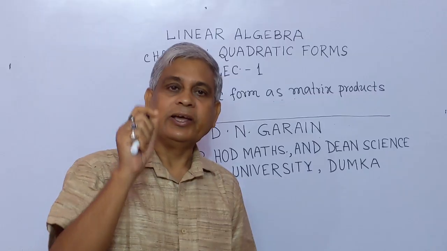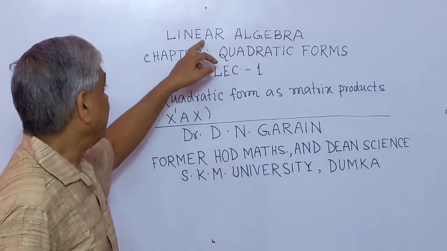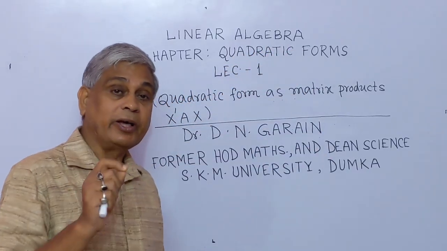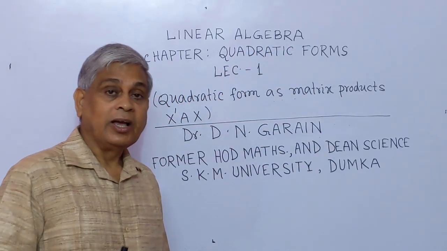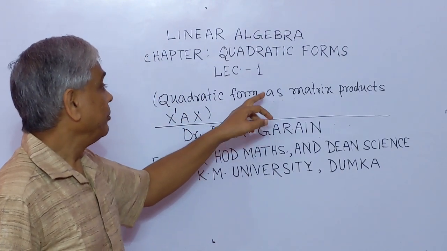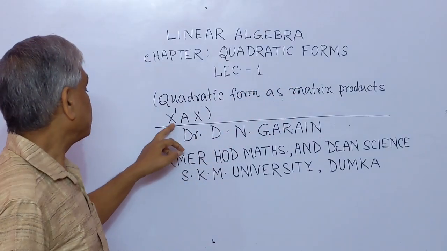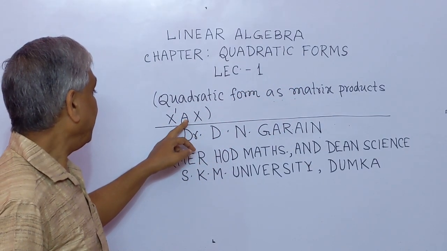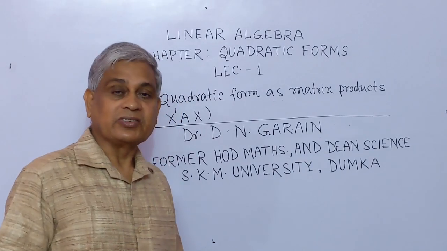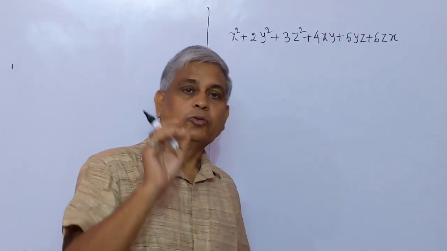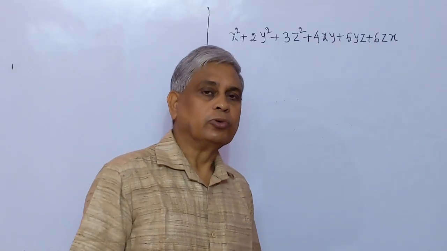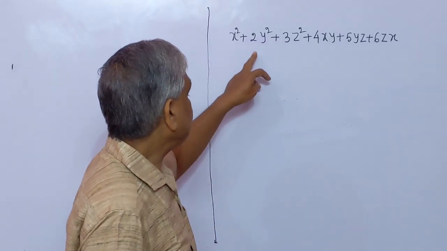Today I will deliver lecture number 1 on linear algebra, chapter quadratic form, in which I will convert the quadratic form as a matrix product, X transpose multiply A multiply X, this product of three matrices. Before going to the main content, I would like to motivate you with the help of this expression.